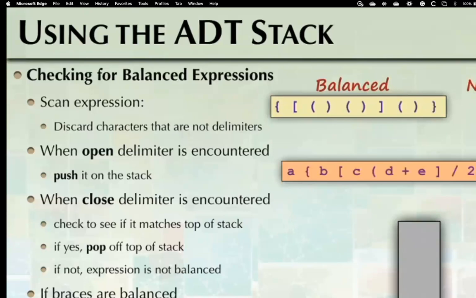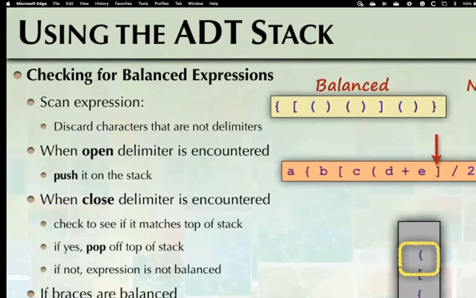Let's examine an expression that is not balanced and see how our algorithm performs. We begin scanning as in our previous example, pushing each open delimiter onto the stack. When we find a closing delimiter, we peek at the top of the stack. It does not match the stack top, so we can stop here. The expression is not balanced. This algorithm also identifies expressions that are not balanced because they have extra or unmatched open parentheses. In those expressions, the stack would not be empty after scanning the string.